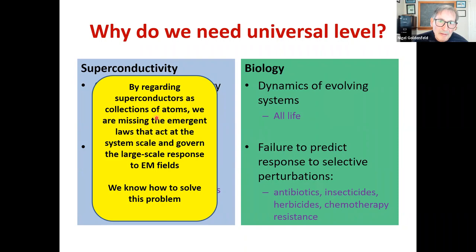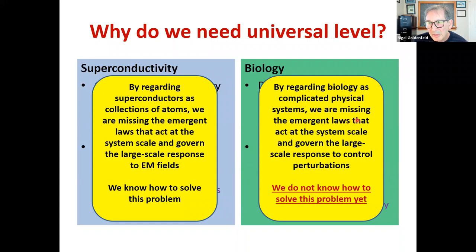So by regarding superconductors as collections of atoms, we're missing the emergent laws that act at the system scale and govern the large scale response to electromagnetic fields. And we know how to solve this problem. But by regarding biology as complicated physical systems, we're missing the emergent laws that act at the system scale and govern the large scale response to control perturbations. And we don't know how to solve this problem yet.